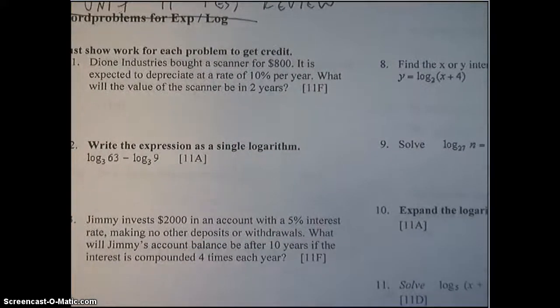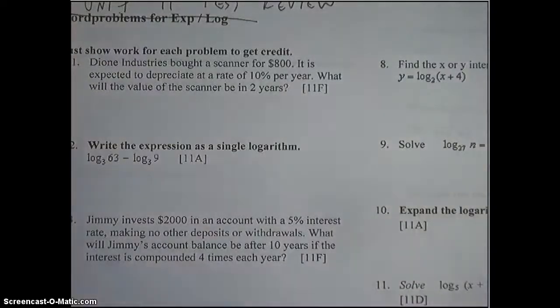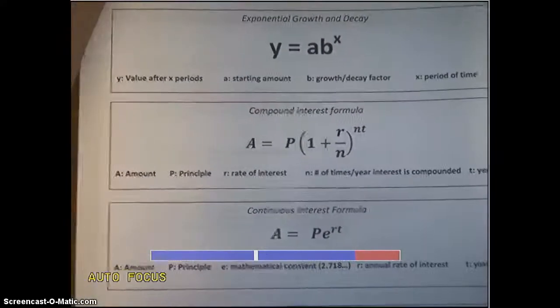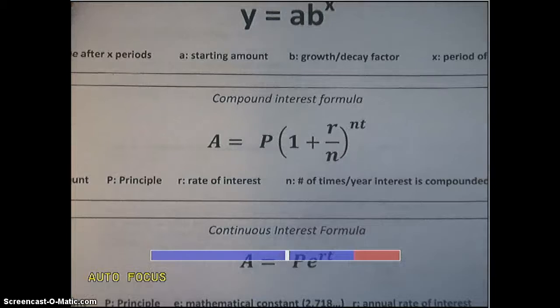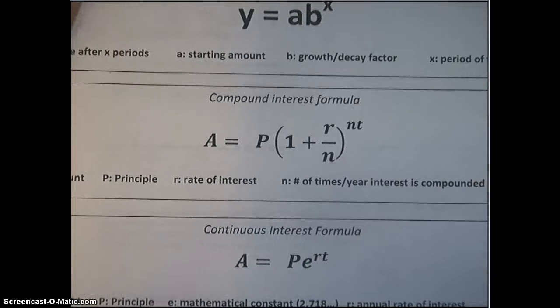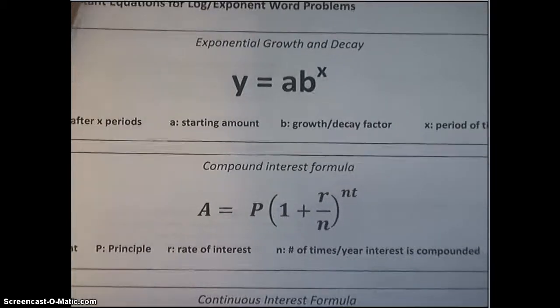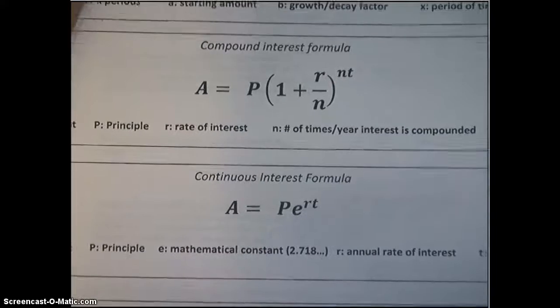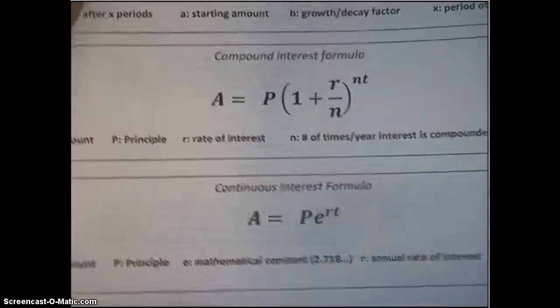So some company bought a scanner for $800 and it is expected to depreciate at a rate of 10% per year. What will the value of the scanner be in 2 years? Well, I've got my handy dandy formula sheet here. And when we're talking about depreciation, we're talking about the compound interest formula. Or you could use this exponential growth and decay, because it's actually the same formula. But I'm going to go ahead and use this compound interest formula to solve it.